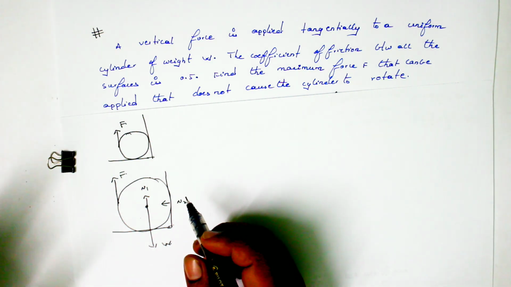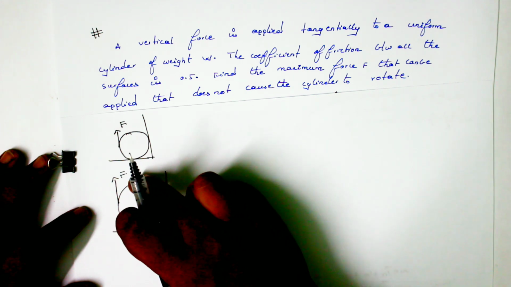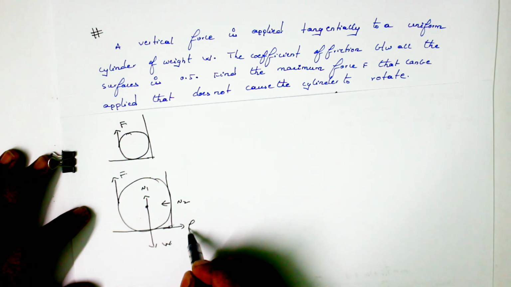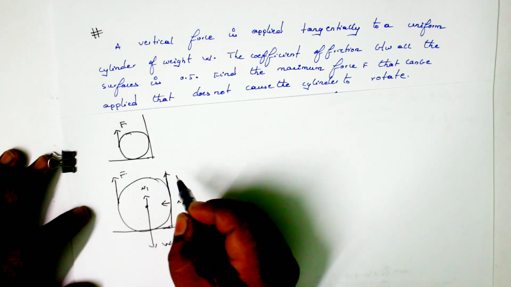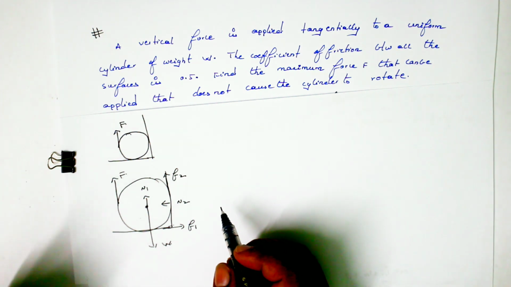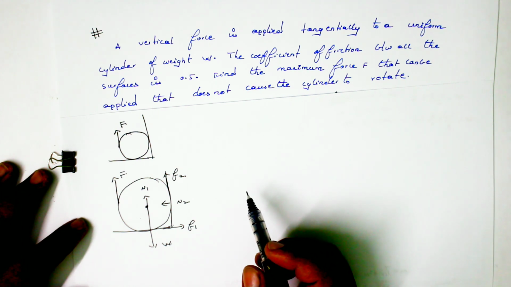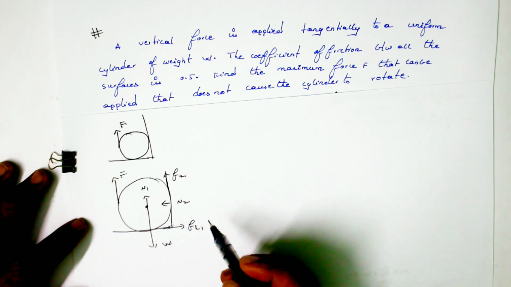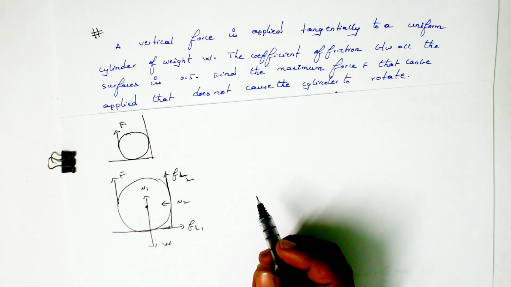Now if I apply force in this direction, then this cylinder will tend to rotate in this direction, in the clockwise direction. Then here the direction of friction will be opposite to the rotation. Similarly here also the direction of friction will be opposite, F2. And if the cylinder is about to rotate, then definitely I can say these frictions have already reached the maximum value. Therefore this is FL1 and this I can call FL2, because friction has already reached the maximum value.